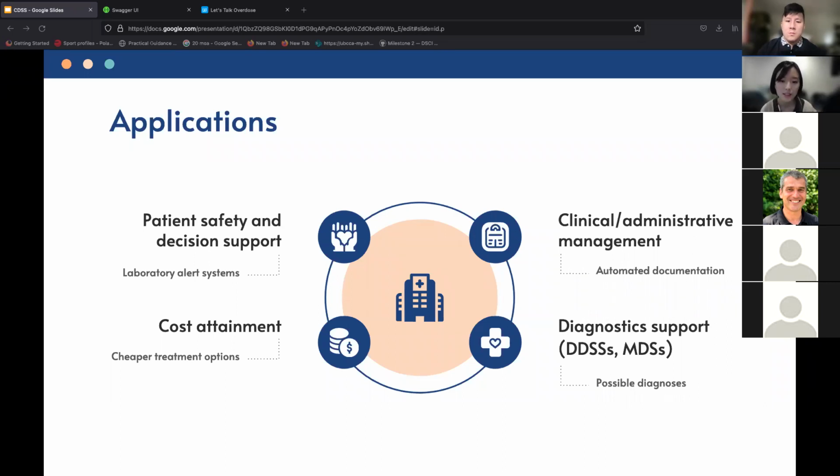And then finally, CDSSs for clinical diagnosis are also known as diagnostic or medical decision support systems, and they provide a list of possible diagnoses for the patient based on clinical data that the clinician can refer to.